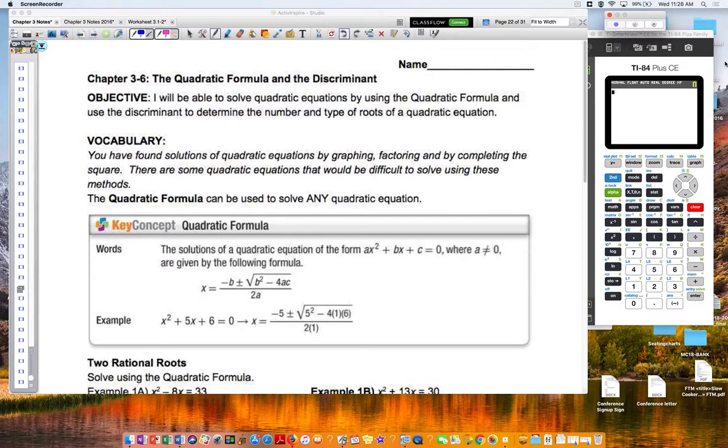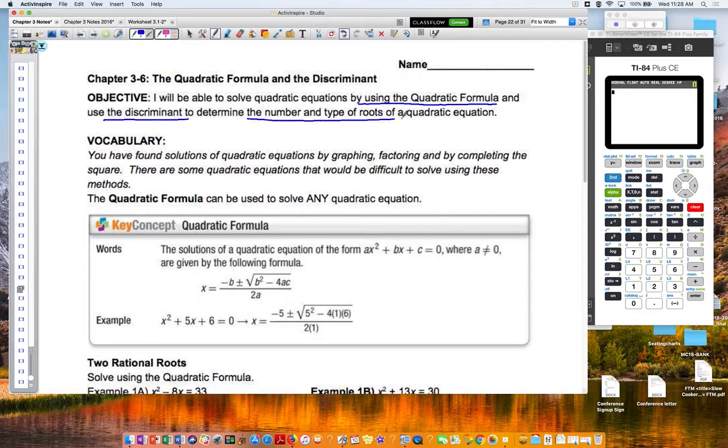So 3.6, we have one last thing to do with quadratics, and that is another way that we can solve for x, by using what we call the quadratic formula. Our goal today is that you're going to be able to solve these equations using the quadratic formula. Also, we'll talk about a key piece of it called the discriminant and use the discriminant to figure out the number and type of roots for a quadratic equation.